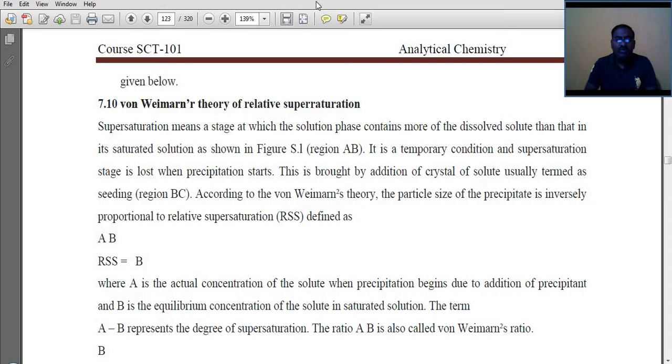Next, von Weimarn's theory of relative supersaturation. Supersaturation means a stage at which the solution phase contains more of the dissolved solute than that in its saturated solution. It is a temporary condition, and the supersaturation stage is lost when precipitation starts.